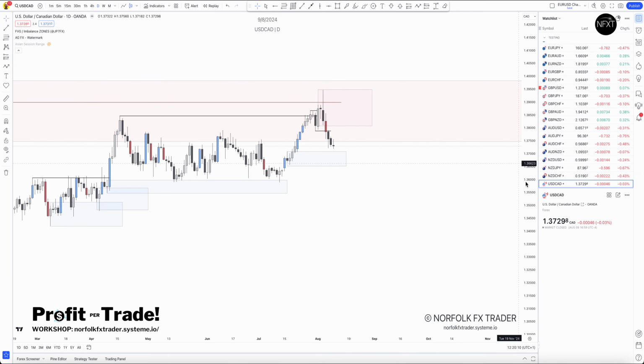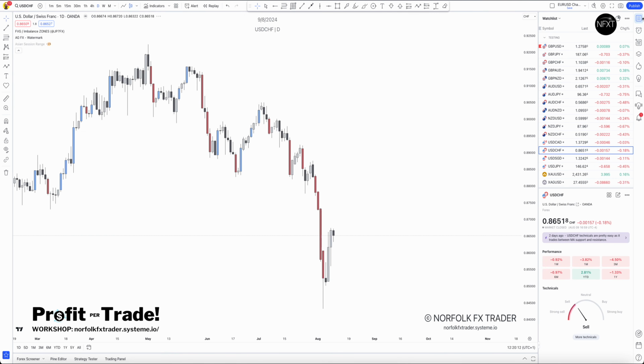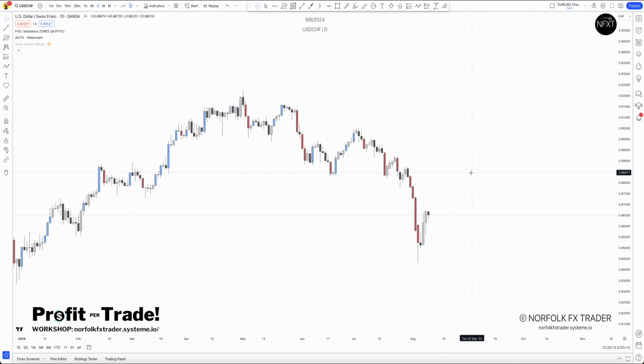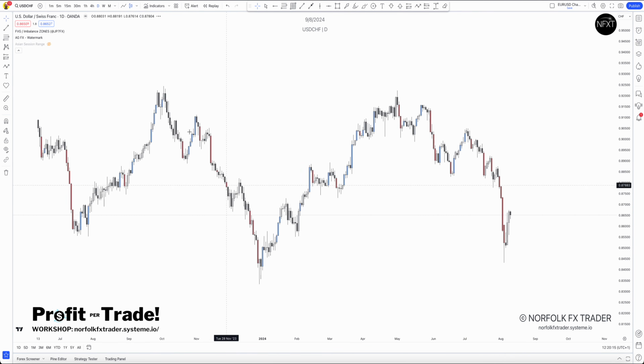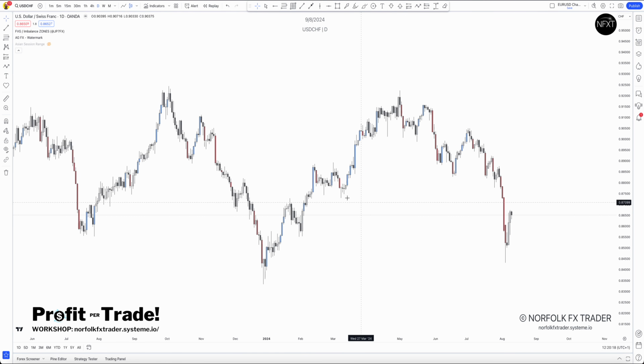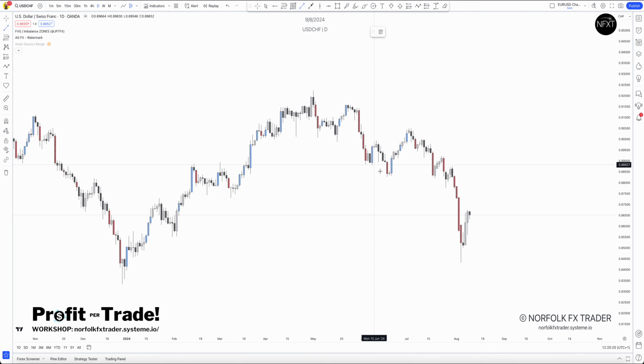Let's look at the next pair in that sequence. We've got the US dollar Swiss franc. That's been very weak, the US dollar against the Swiss franc. You can see the moves down, the move up, and we can start to go lower. We can see the last shift, we had a push up higher, and then we had a break of structure lower. And we can draw another breakout right there.